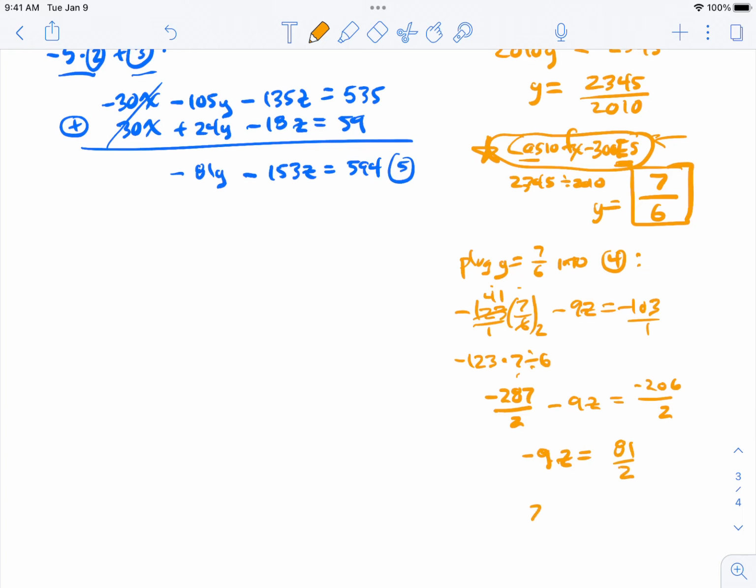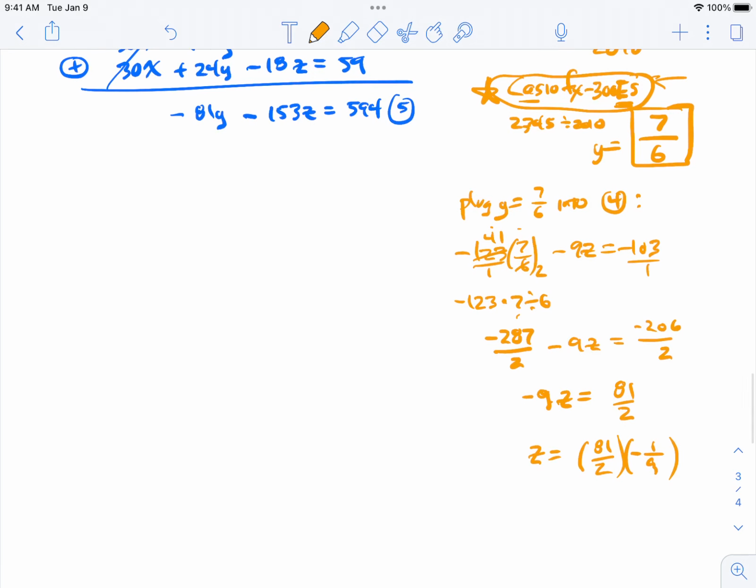And then lastly, divide both sides by negative 9. That would look like this. Remember, to divide by 9 basically means put a 9 on the bottom. It means multiply by the reciprocal, multiply by 1/9. Here, you can use the calculator if you want, or you can cross cancel. 9 goes into 81 9 times. And so we've got a negative 9/2. That's our z.